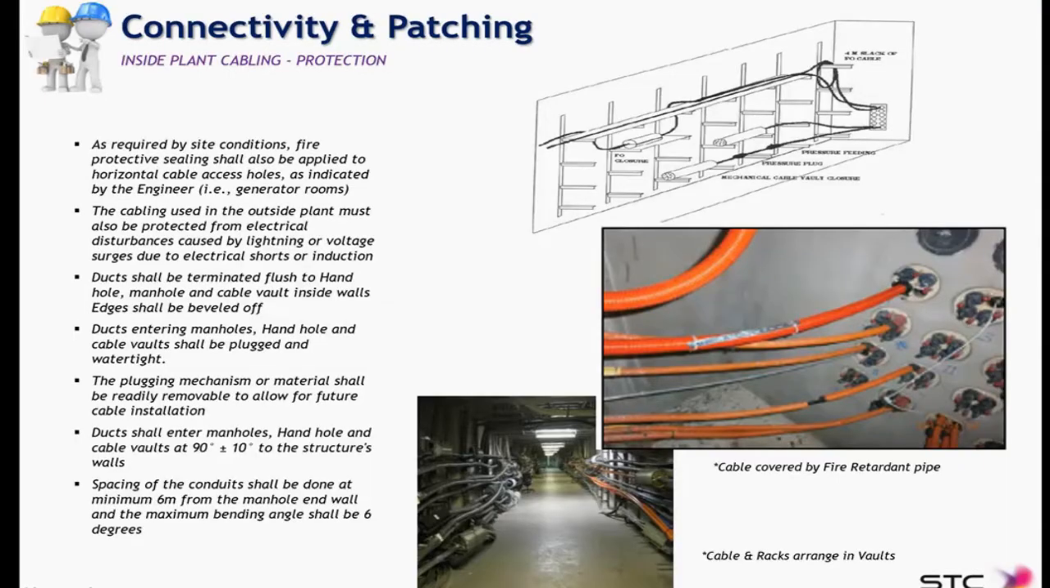On this slide, you can see some large cable vaults showing the orange pipes that we were talking about before. These pipes allow the outside plant cables to be routed inside without having to change the type of cable and without having to splice them in the vault.